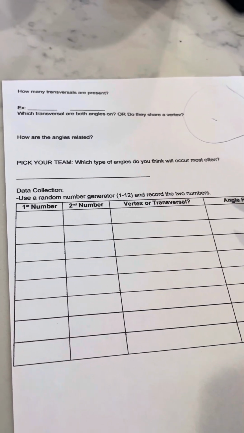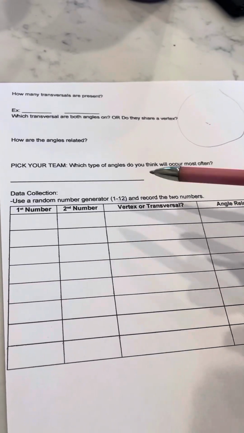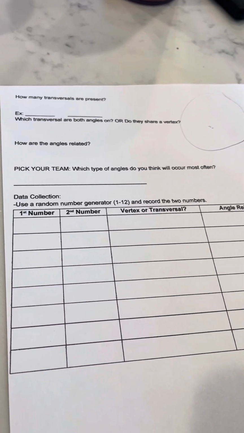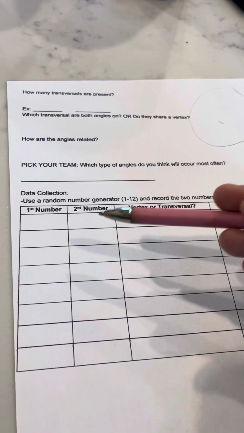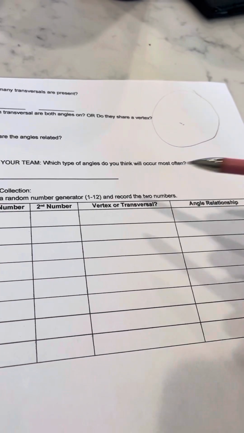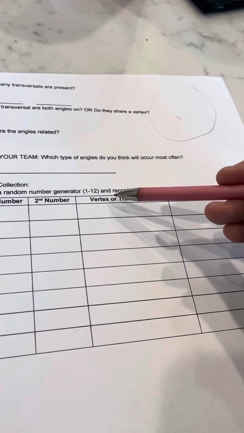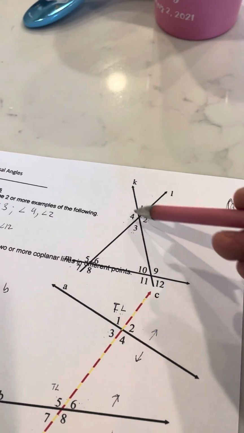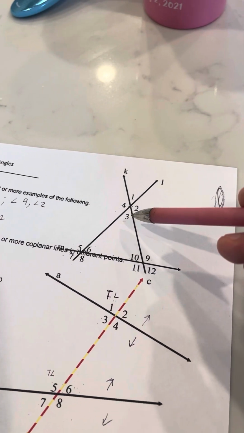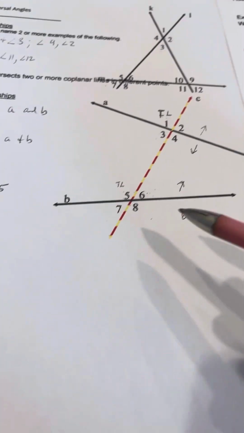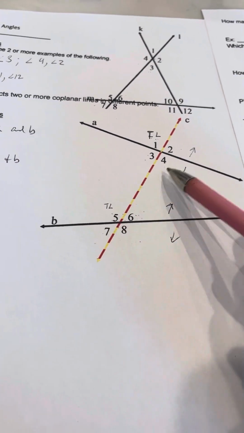Just Google random number generator, limit it to 1 to 12, make sure it's showing just natural numbers, just the integers from 1 to 12, and then record the 2 numbers that the random number generator generates. And you're going to name whether those angles are vertex angles. They share a vertex. So think about that first kind of idea that we were talking about. Or whether it's transversal angles. So there are 2 angles that share a transversal.